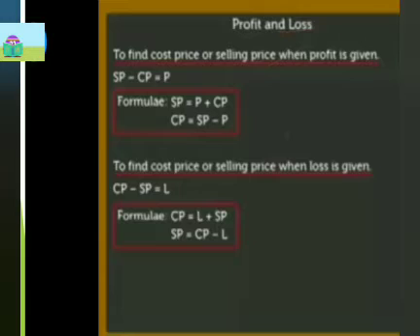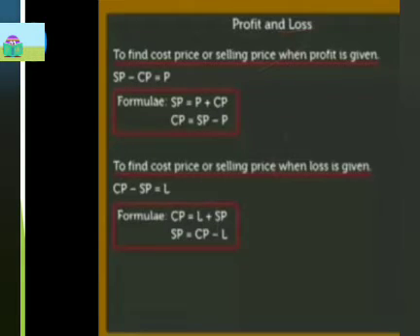Similarly, if you have to calculate the cost price or selling price when the loss is given, you know that loss is equal to CP minus SP. If you know any two quantities among these, you can calculate the third one. So when you have to find out the CP, if you add the loss to the selling price, it will become the CP. Or SP, if you have to calculate: as you know, in the case of loss, CP is bigger, so from the CP, if you subtract the loss, you will get the selling price.